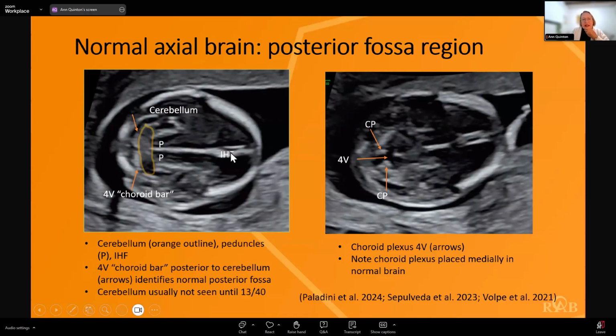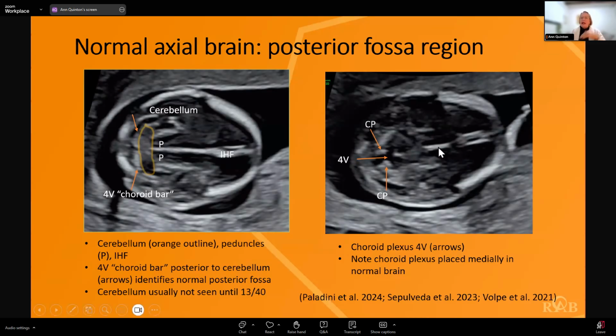Again, we can see the interhemispheric fissure, and just anterior to the cerebellum, we can see the two cerebral peduncles there. And then behind the cerebellum, you can see this echogenic area here. This echogenic line is a little bit thicker than a line. This is the fourth ventricle choroid plexus, and it's been referred to in the literature as the choroid bar. And we can actually see that choroid bar in the sagittal view as well.